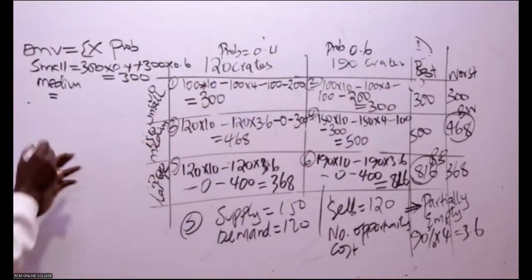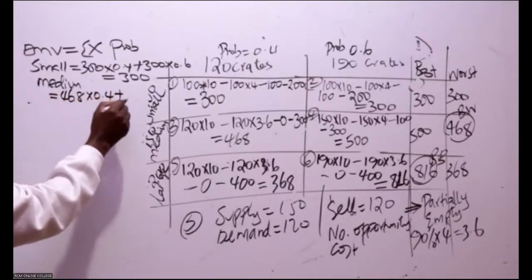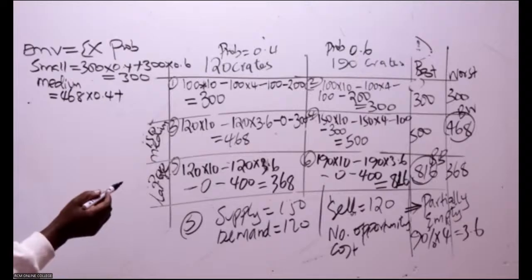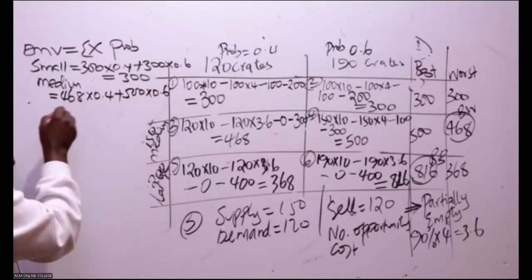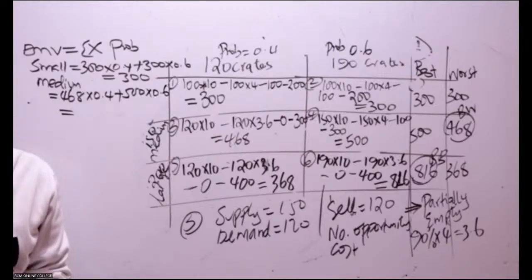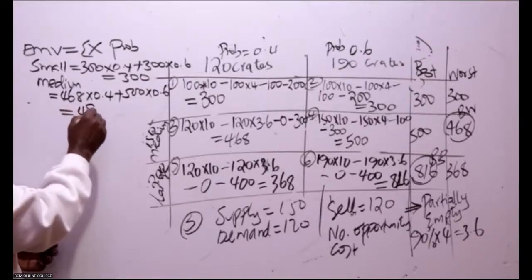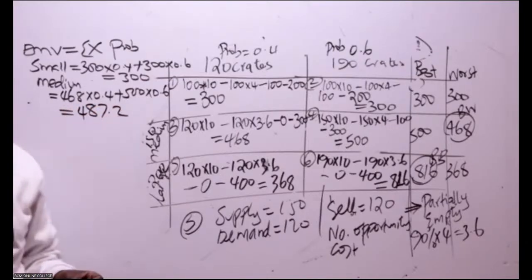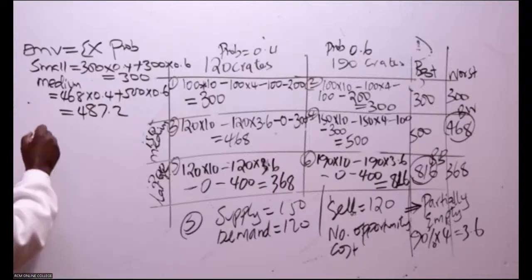So we have 468 times 0.4, plus the next one, 500 times 0.6. Please give me a number. 487.2. Thank you so much. Then we have large.